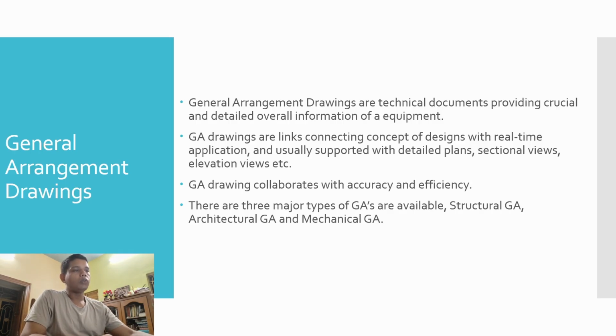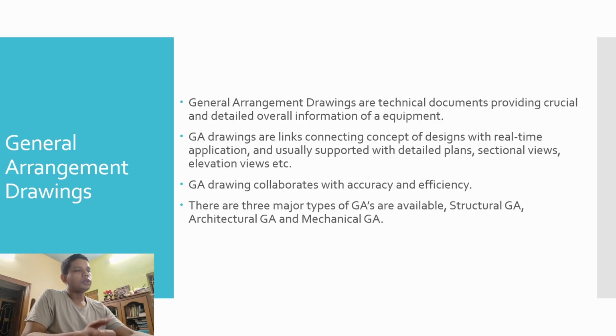A general arrangement drawing collaborates with accuracy and efficiency. This is a very fundamental thing, because that's the importance of a general arrangement drawing: it's a very good collaborating document in the project. And the second one is its efficiency and accuracy. So these are the three very important points to remember while producing a general arrangement drawing: it is a very good collaborating document, it has to be accurate, and it has to be efficient.